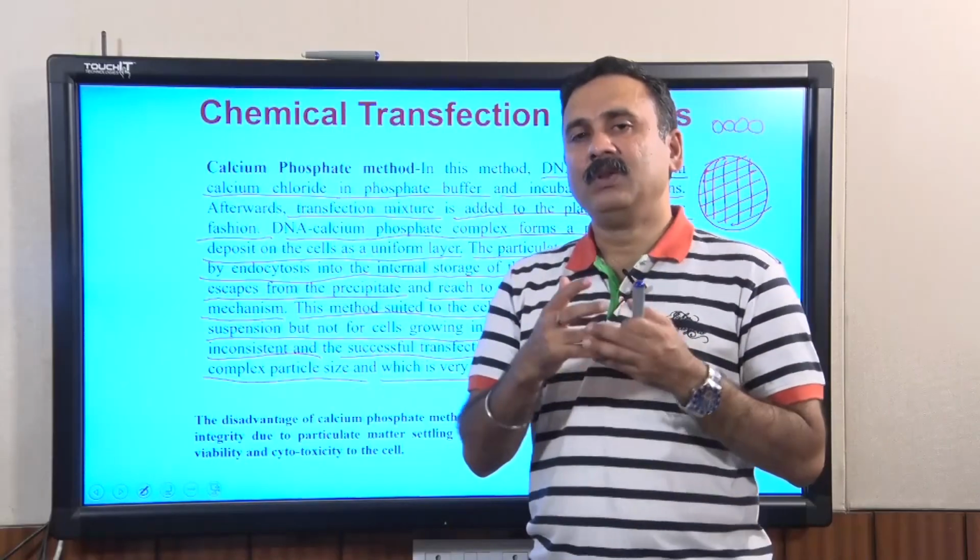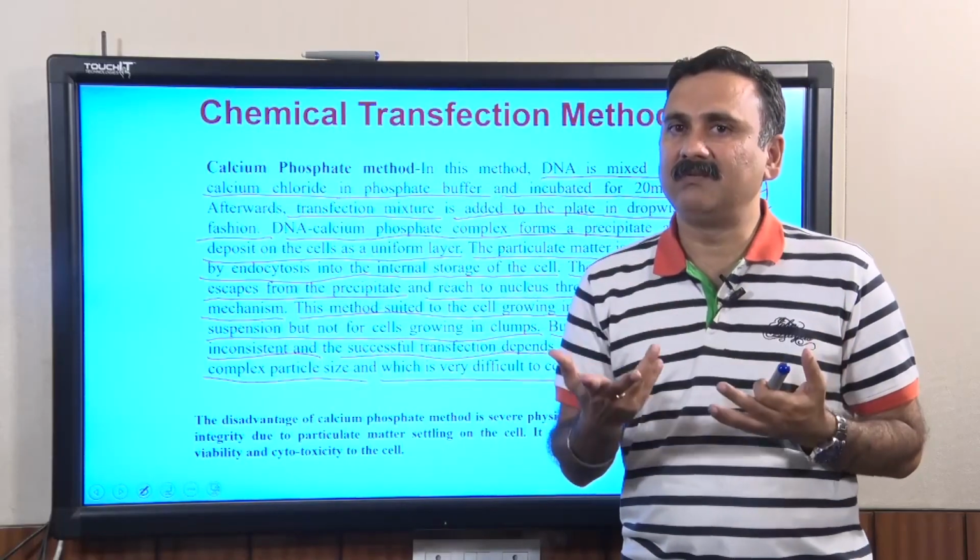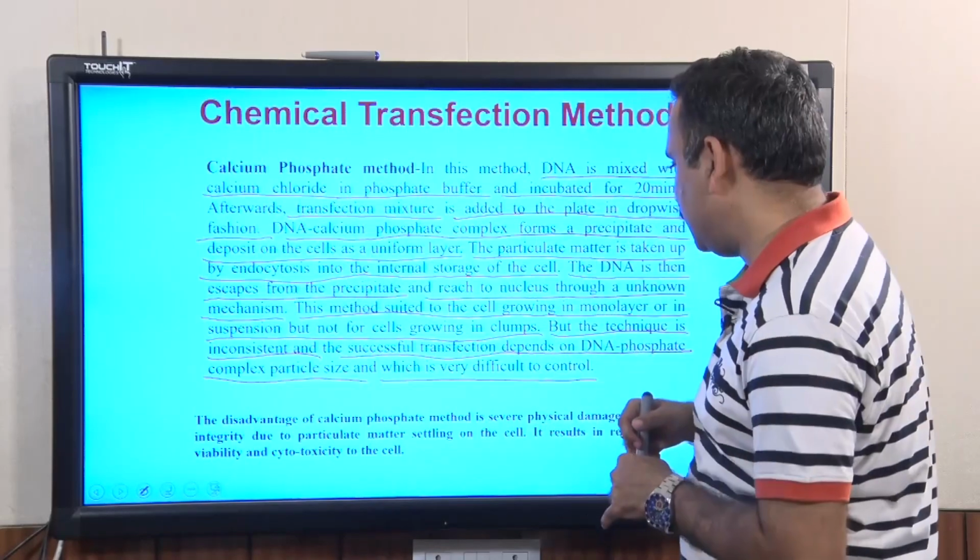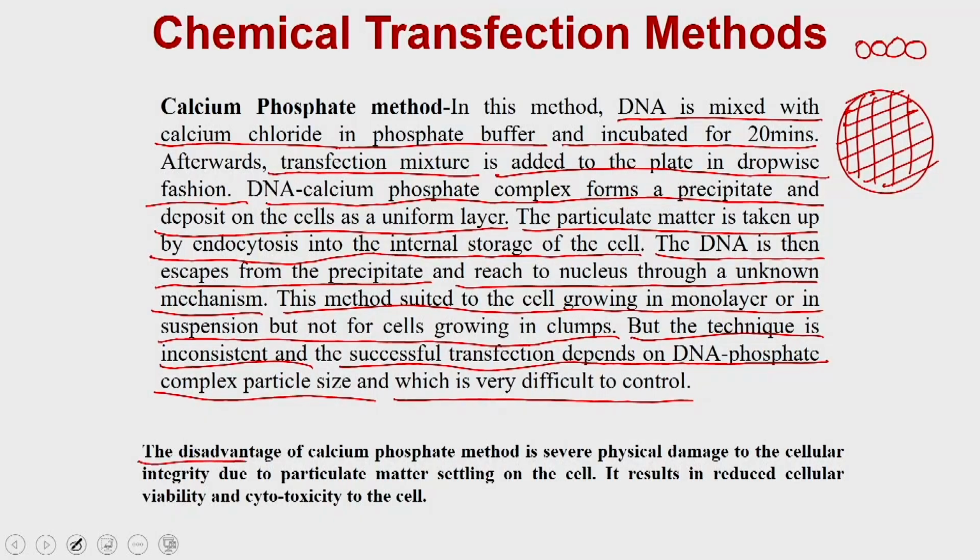Apart from that, you also have multiple disadvantages. What are the disadvantages? The calcium phosphate method causes severe damage to cellular integrity due to the particulate matter settling onto the cell. You can imagine heavy particles settling onto these monolayer mammalian cells. Sometimes, for example, if you are working with endothelial cells or epithelial cells, these cells are very delicate.